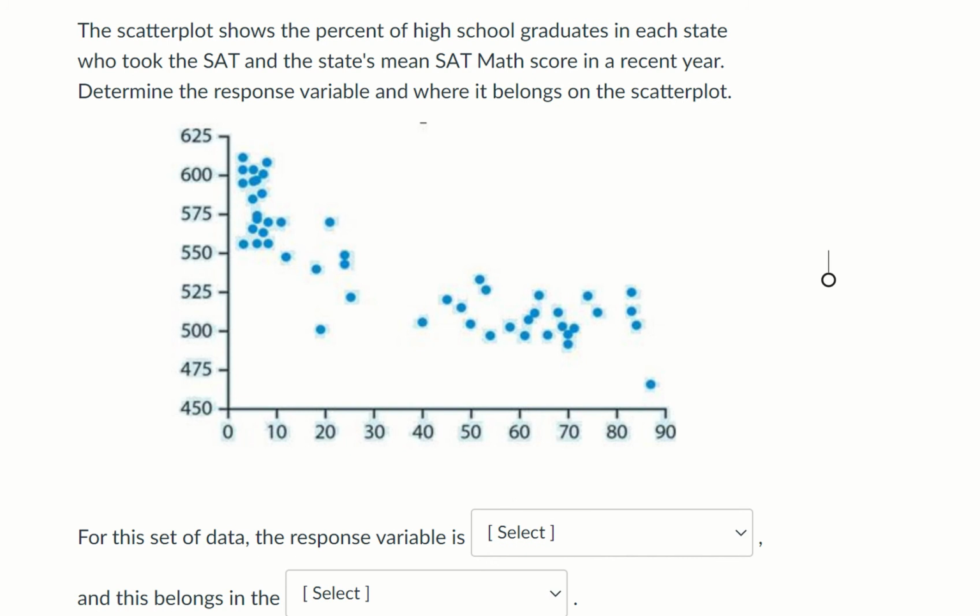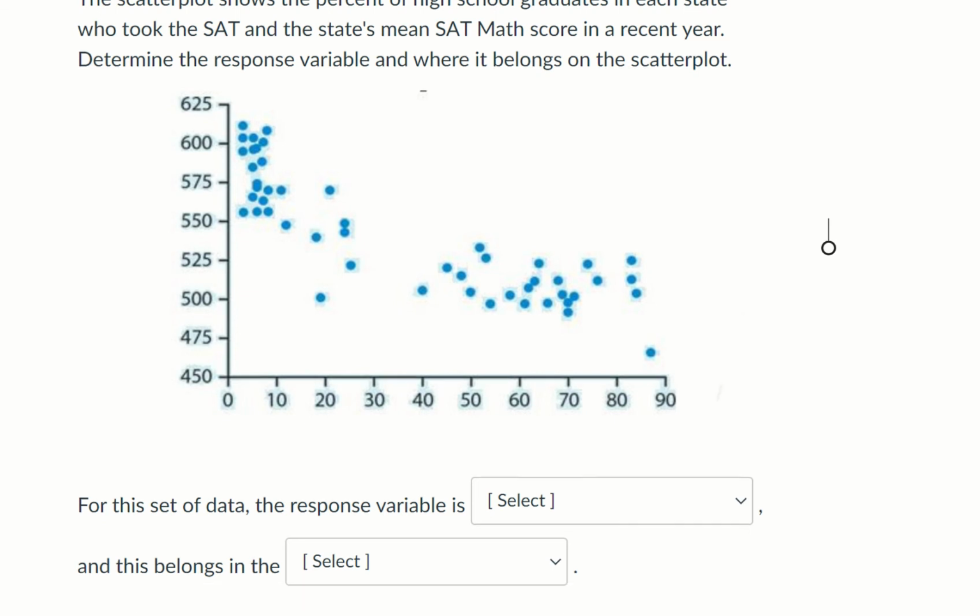So the first one is: the scatter plot shows the percent of high school graduates in each state who took the SAT and the state's mean SAT math score in a recent year. Determine the response variable and where it belongs on the scatter plot. So we have a scatter plot. They don't label the x or the y axis for us. They actually want us to determine where they go, essentially.